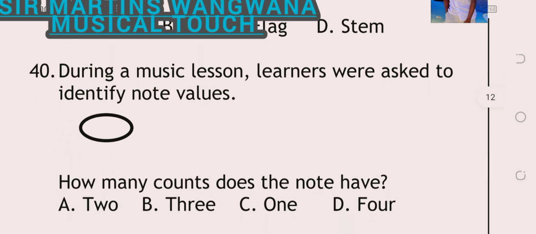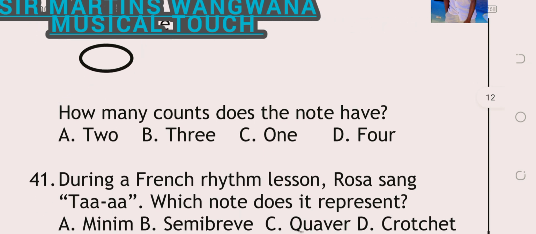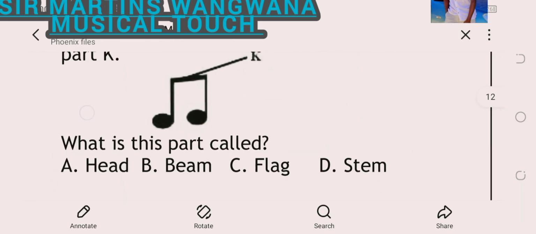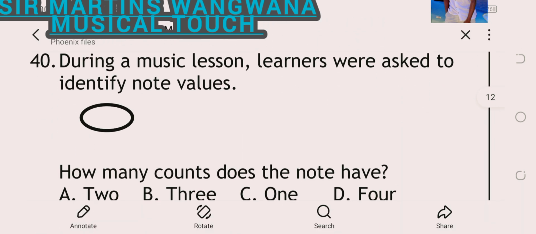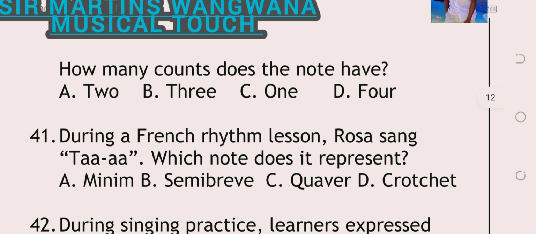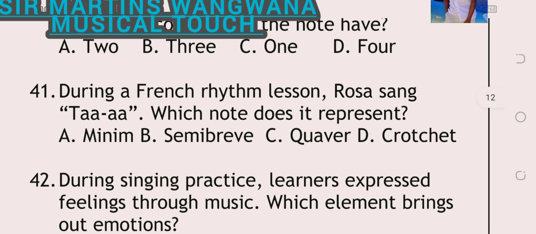Number 40, during a music lesson, learners were asked to identify note values. Sorry, let me repeat from number 40. During a music lesson, learners were asked to identify note values. How many counts does the note have? That one is a semibreve and it has 4. The correct answer is D.